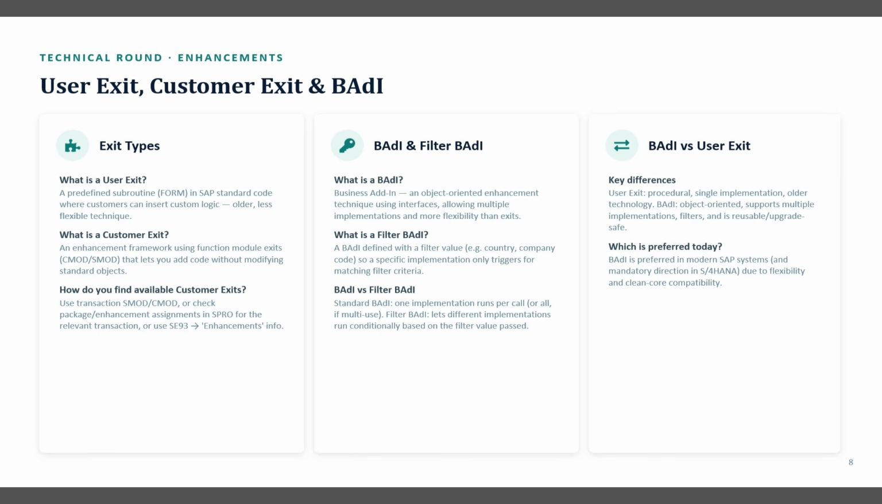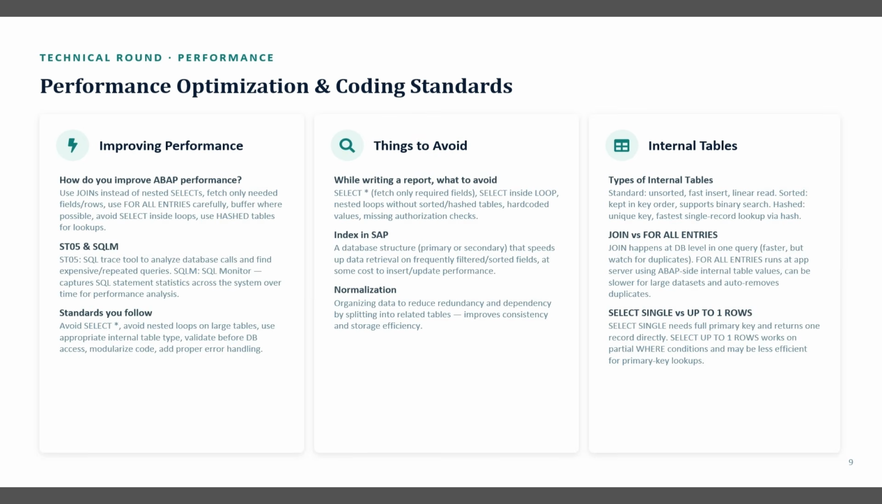Section 7. Performance Optimization. Performance questions are where interviewers really test your depth, not just your memorization. How do you improve ABAP performance? Use joins instead of nested select statements. Fetch only the fields and rows you actually need. Use for all entries carefully. Buffer wherever possible. Never put a select inside a loop. And use hashed internal tables for fast lookups. They'll often ask about ST05 and SQLM.